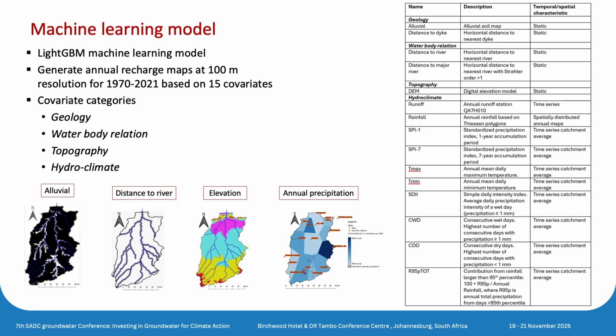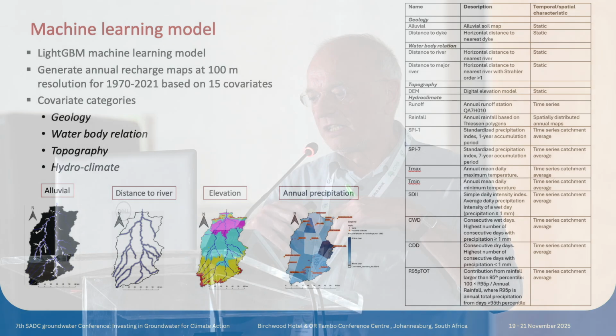This is then the basis for introducing into the machine learning model. By this, we are able to generate the annual recharge map at 100-meter resolution for a 50-year period. Then we train the model according to 15 covariates, divided into these categories listed here. So we have a geological covariate, a water body relation, mostly distance to the river system, topographical input, and also hydroclimate input. They are all listed here. I'll not go into details, but we use these 15 covariates in order to train the machine learning model.